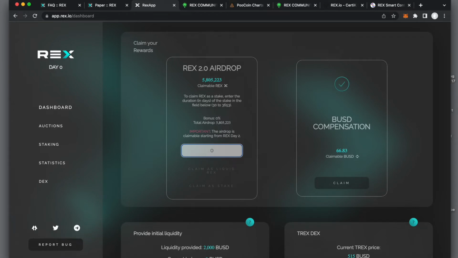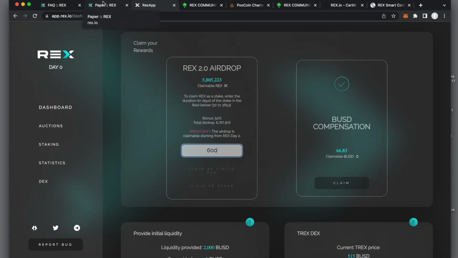If I stake for 200 days, now the bonus is up to 22, and I get 7 million Rex. The max that I can go to get a bonus is 600 days, so if I look at what that is, I get a 50% bonus. So I get 8.7 million Rex on my airdrop instead of 5.8 million Rex. So that's pretty cool. I'll definitely want to do that because I want more Rex. For me, it's worth it to lock up my stake for 600 days to get that much more Rex.